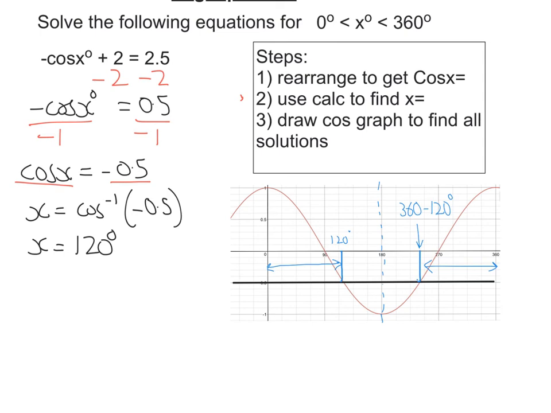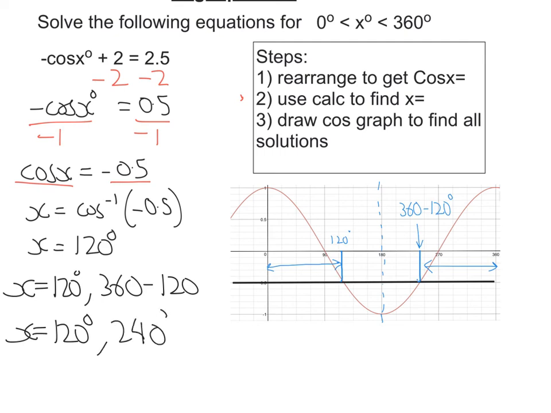So our answers are going to be 120 degrees, that's between 0 and 360, and 360 take away 120. Well, quickly doing the maths there, you're going to get 240 degrees. So the 2 answers are x equals 120 and x equals 240 degrees.